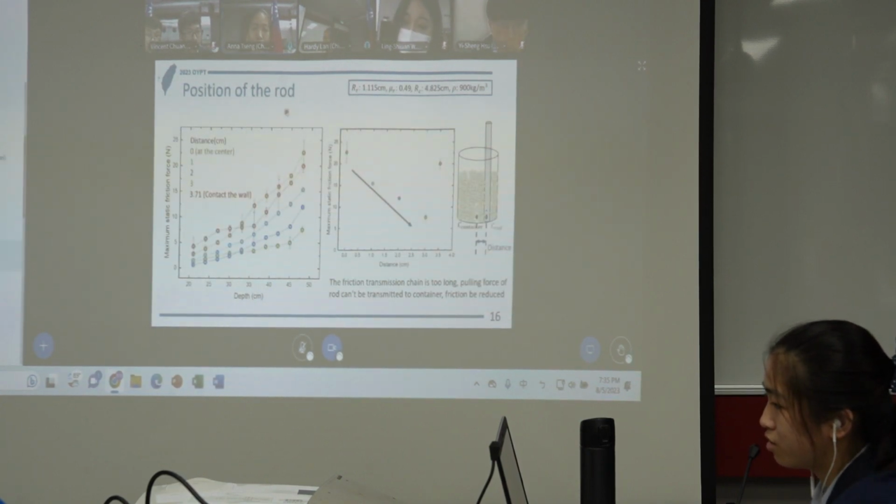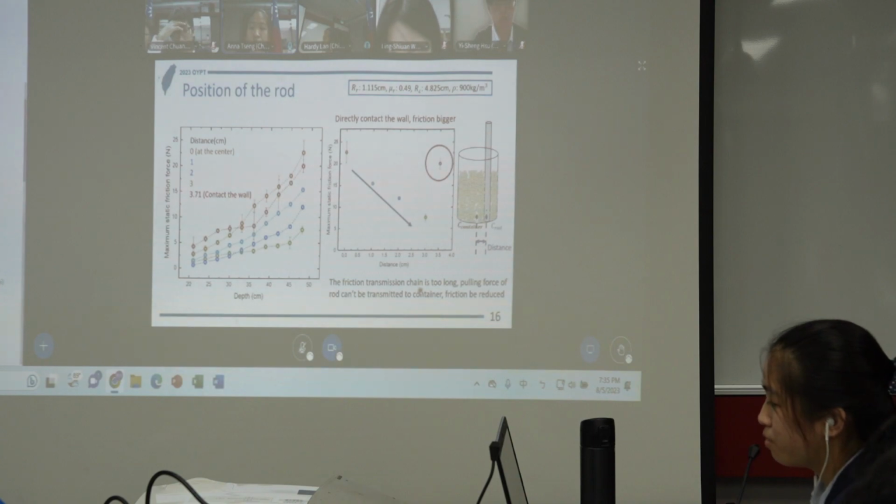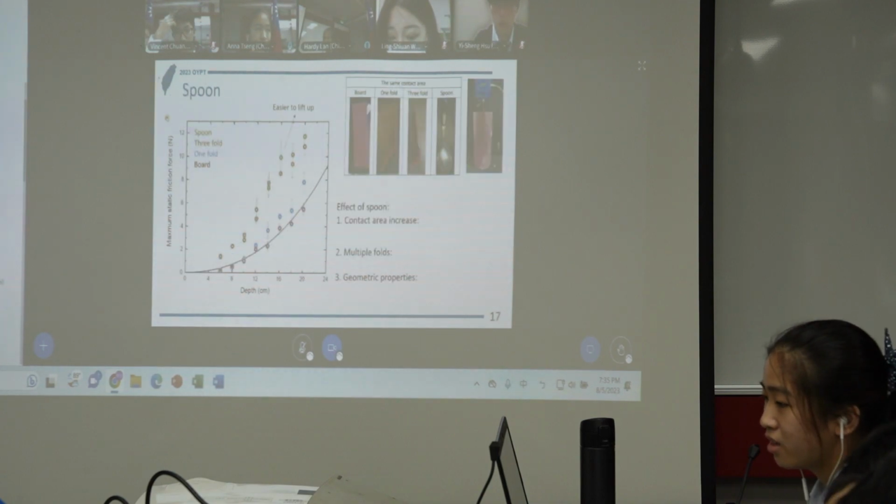Here we change the position of the rod, and we're describing the distance between the center of a container and the center of a rod. As the distance increases, the friction force first decreases and then increases. The reason that it increases is because the rod directly contacts the wall, so the friction will be bigger. And when the friction transmission chain is too long, the pulling force of the rod can be transmitted to the container, so the friction will be reduced. And what's the factor of the spoon?